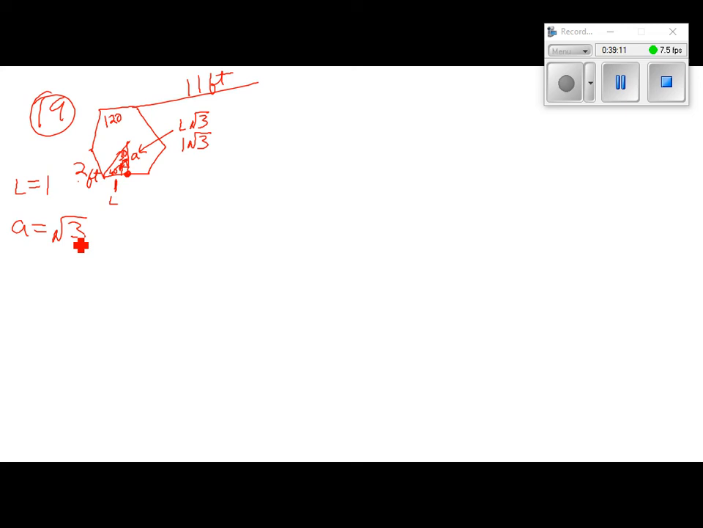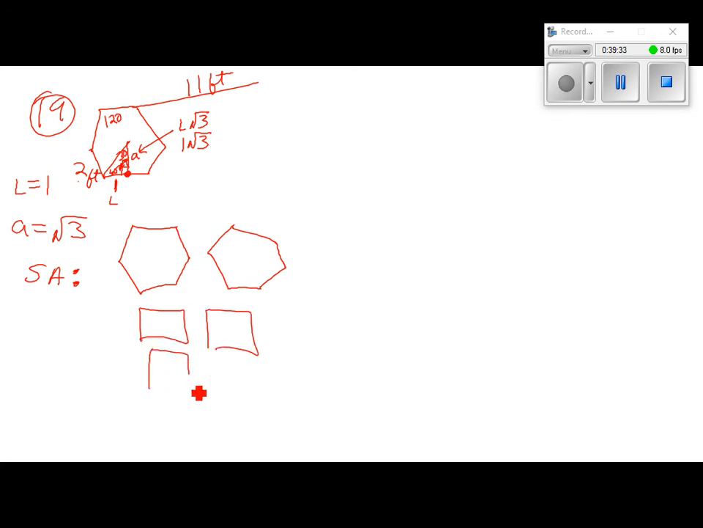So we can use that and plug in. To do the surface area, all we're going to do is find all of these faces. We have 2 hexagons, and they're both identical. Then we've got 6 rectangles, and since this is a regular hexagonal prism, all 6 rectangles are the same. So all we actually have to do is find the area of one and multiply it times 6.